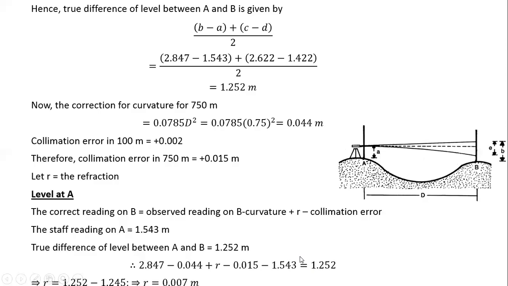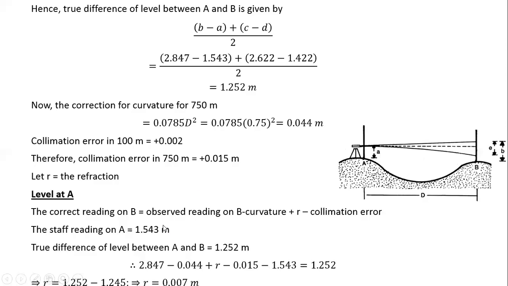When you solve this equation, the only unknown is R. So we get R equal to 0.007 meter. So it is a simple problem. In this problem we have to calculate two things. First, we have already calculated the true difference of level between A and B.